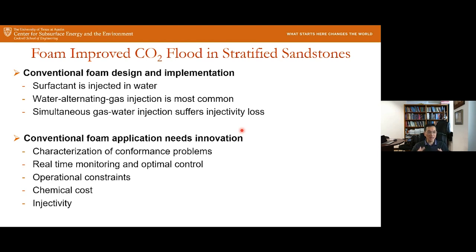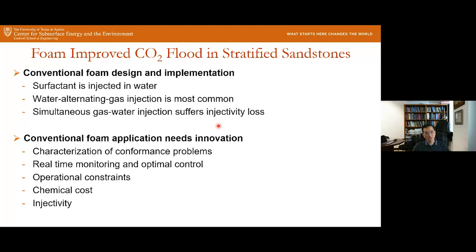And then the most common injection mode is water alternating gas. So you inject a slug of water alternating with a slug of gas, just like the well-known WAG injection, water alternating gas. It is much less common to use simultaneous gas and water injection, because that injection mode tends to suffer a severe injectivity loss. So again, conventional foam means injecting surfactant in water, and the injection mode is going to be water alternating gas.